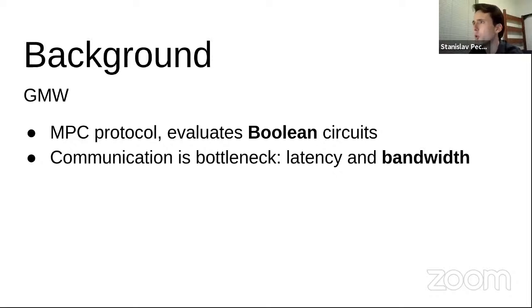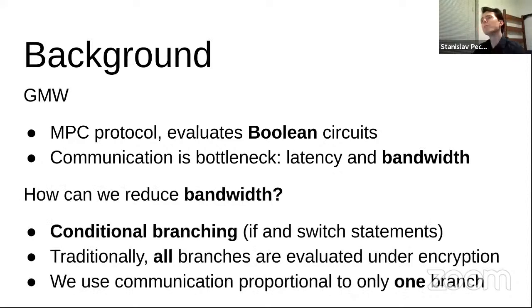Now, in GMW protocol, the communication in terms of both bandwidth and network latency is the bottleneck. We focus on bandwidth, which is expensive as a result of having to pre-compute oblivious transfers, which are used to evaluate the circuit's AND gates. In this work, we significantly reduce bandwidth by taking advantage of conditional branching, and that is in an if or a switch statement, we take advantage of the fact that only one of the branches is actually evaluated.